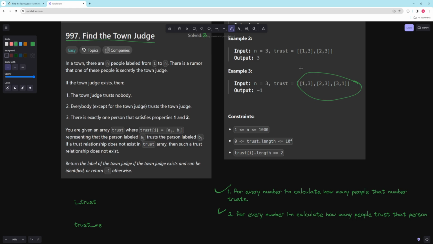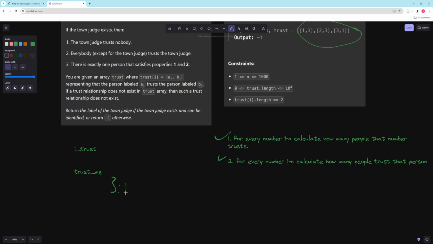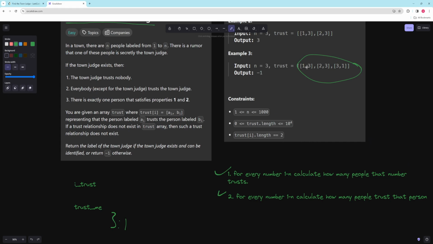So remember, in all of these edges, a trusts b. So if 1 trusts 3, then for 3, there's one person that trusts that person, right? Number 1. And then for I trust, 1 trusts 3, so 1 has one person they trust. And then you can basically just have this counter of each of these things. So 1 trusts one person, and now 3 has one person that trusts them.